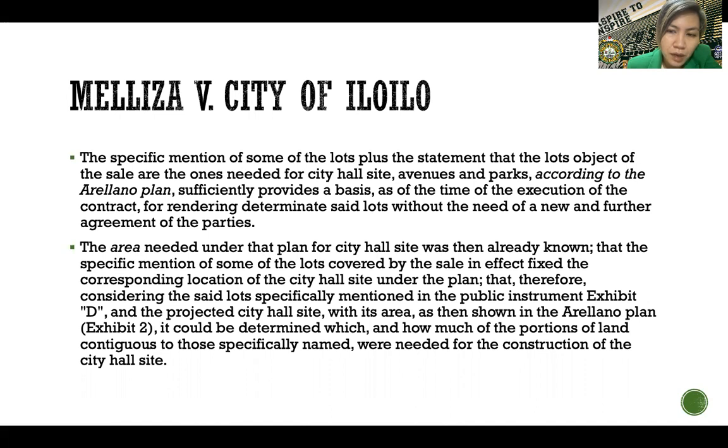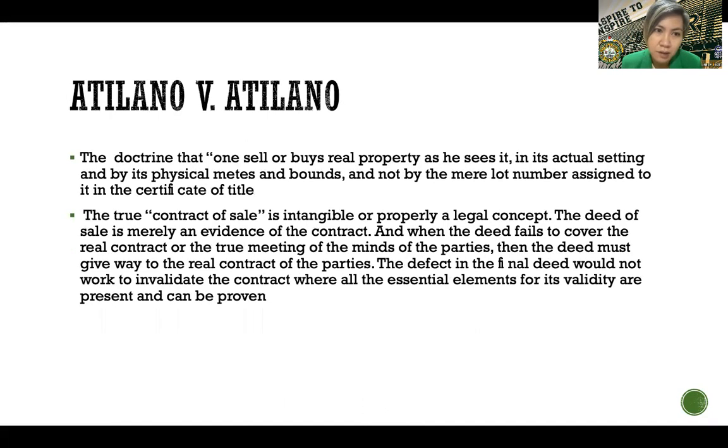So it could be easily determined then, according to a given formula, how much of the portions of land contiguous to those named were needed for the construction of the City Hall site. So there's a basis at the time of the execution of the contract for rendering determinate said lots without need of new or further agreement between the parties.